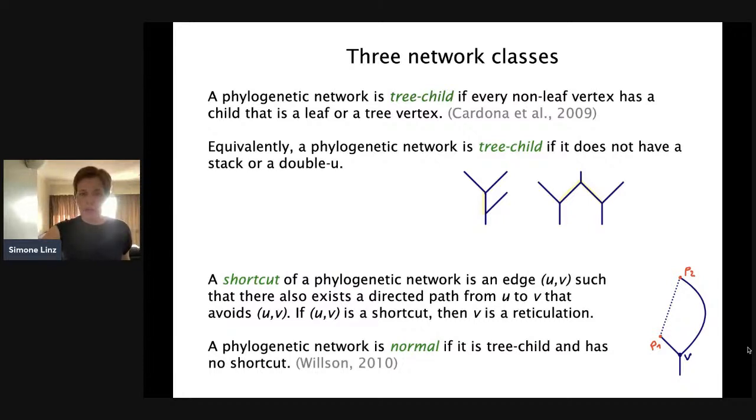And we call a phylogenetic network normal if it is tree chart and additionally has no shortcut. So the class of normal networks sits inside the class of tree chart networks because every normal network is also tree chart.